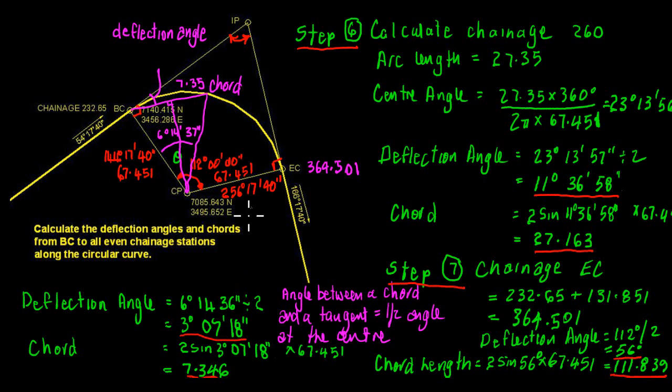So just noting, I'm so pleased to be able to remember my geometry from my fifth form days in school back in the 1960s and 70s. One of the things I memorised for my exams: the angle between a chord and a tangent is equal to half the angle at the centre. So this angle here, the deflection angle, is actually half this angle at the centre.